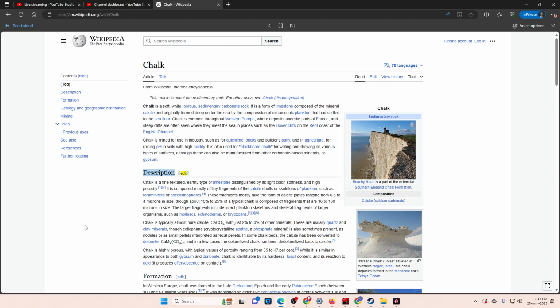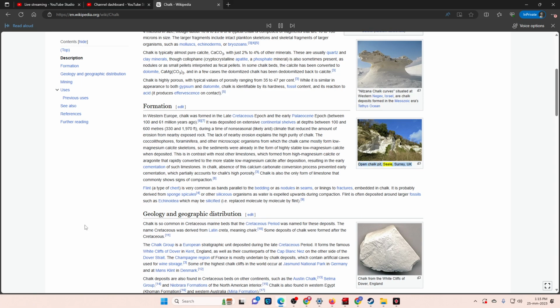Description. Nitzana chalk caves situated at western Negev, Israel, are chalk deposits formed in the Mesozoic era's Tethys Ocean. Open chalk pit, Seal, Surrey, UK.